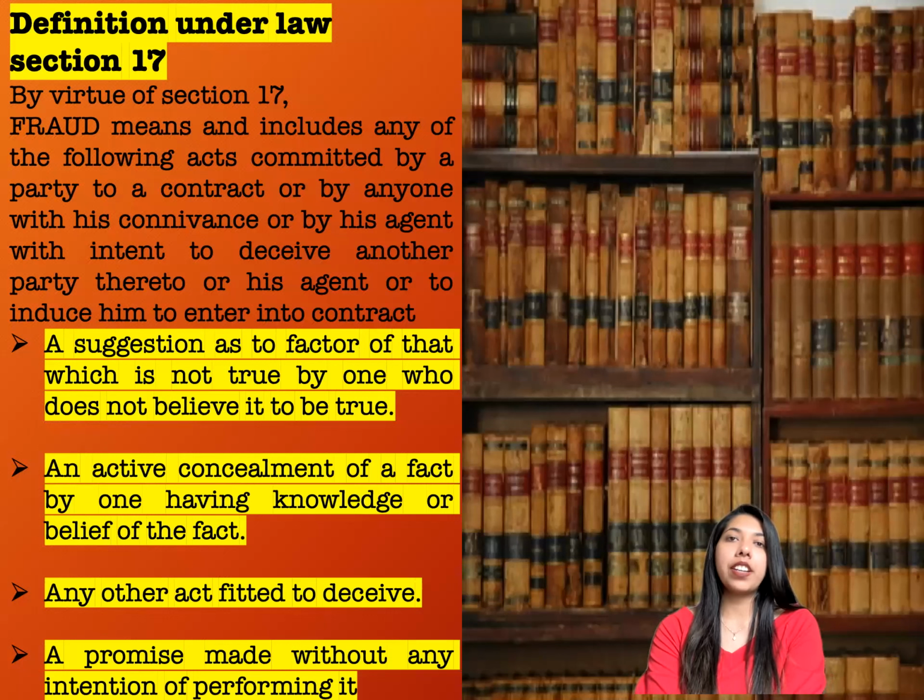Section 17 of the Indian Contract Act 1872 gives the definition of fraud. Look at the screen and try to understand. Fraud means and includes any of the following acts committed by a party to a contract, or by anyone with his connivance, or by his agent, with intent to deceive another party thereto or his agent, or to induce him to enter into a contract. So the meaning is that whenever a party induces the other party to enter into a contract by doing certain things, we can say that there is fraud.